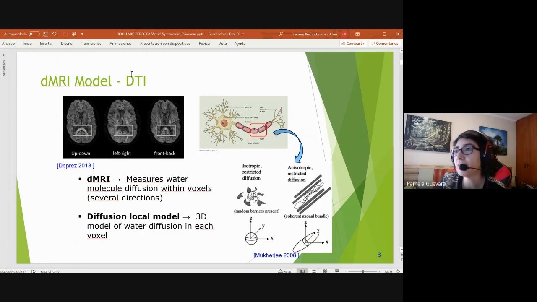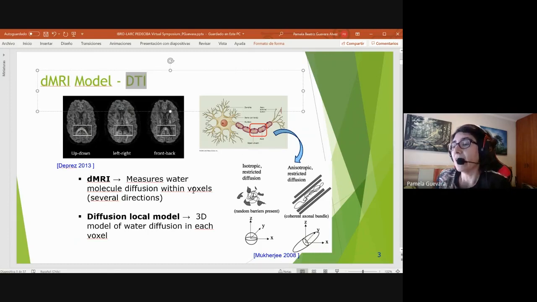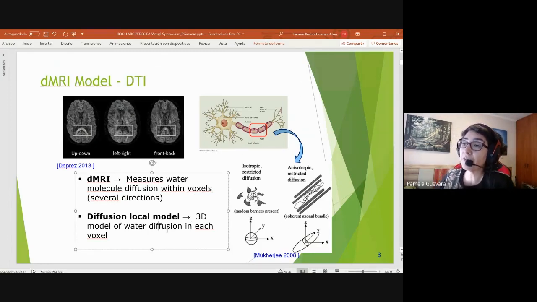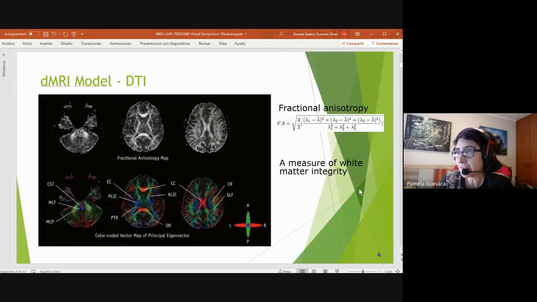The most known model is DTI, or diffusion tensor imaging. This model uses the diffusion information for several directions and creates a model that can be thought of like an ellipsoid, which represents the main diffusion direction in each voxel. Okay, feel free to ask me any question. I have an image that I think is better to understand that.